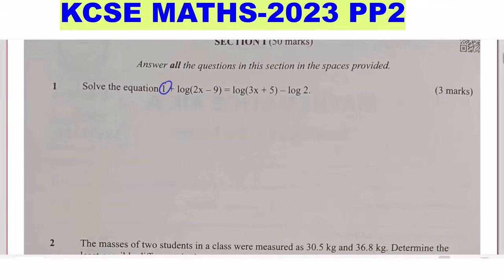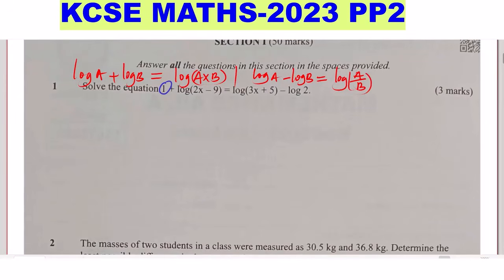Something that you're going to use in this question is this. Recall these: given log of A plus log of B, if you're expressing this as a singular log, this will be log of A times B. And also you're going to use this: log of A minus log of B is equal to log of A divided by B. That is what you're going to use in this question.